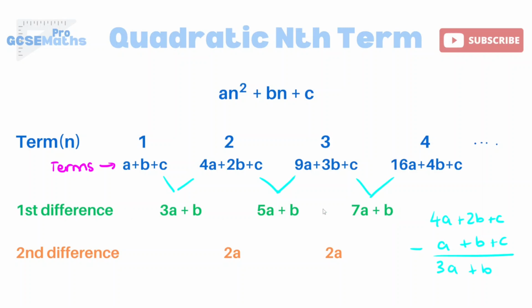So you can see the first differences are not the same as each other, they won't be. You will work this out in physical numbers, okay? They won't be the same difference. So you then have to find the second difference. So then, work out the difference between the first differences, okay? So 5a plus b minus 3a plus b is 2a. Every time it will be 2a.